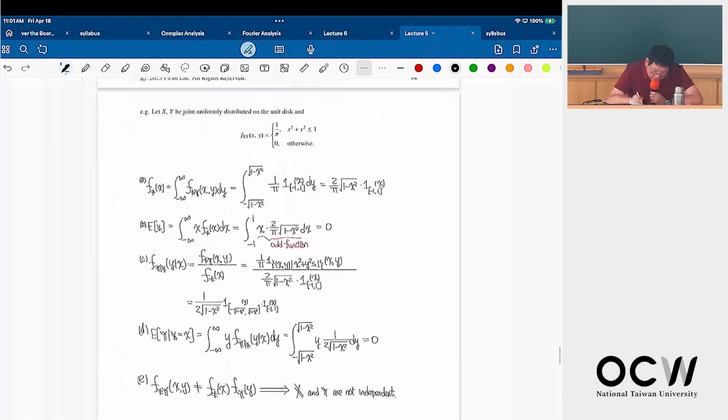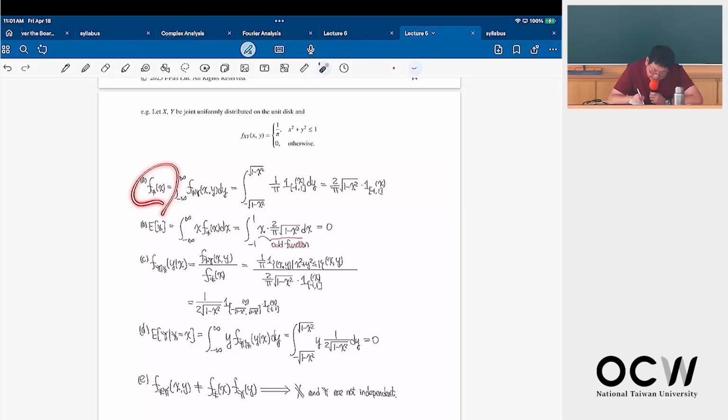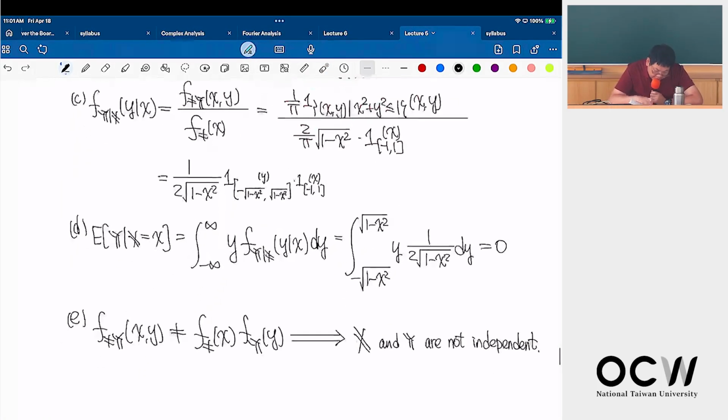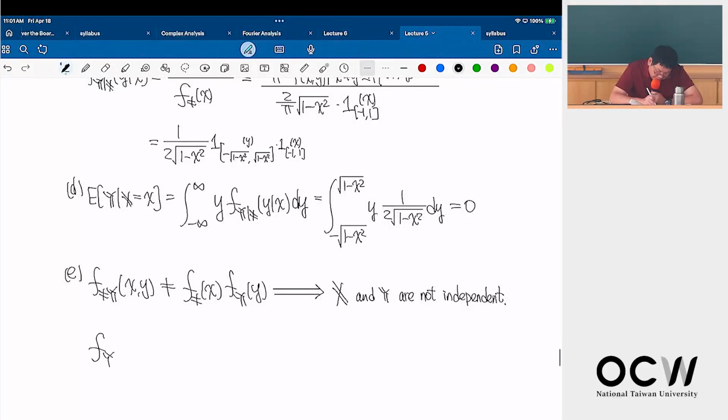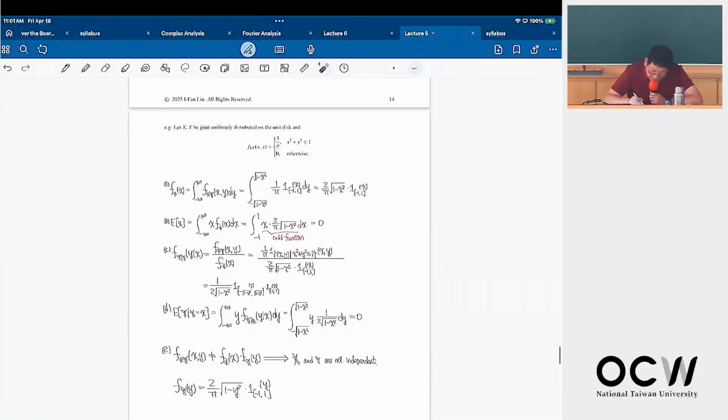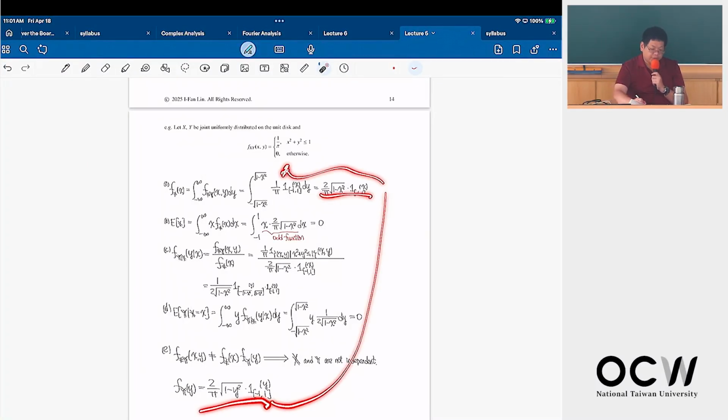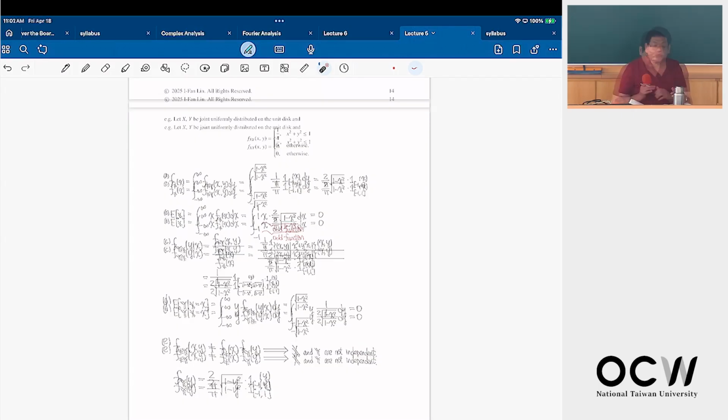We found f of x here. Actually, you can also find f of y, the PDF of y. That is 2 over pi, similarly, times square root of 1 minus y squared, and y is also from minus 1 to 1. But when it times together, you can see it is not 1 over pi. So they are not independent. Okay.